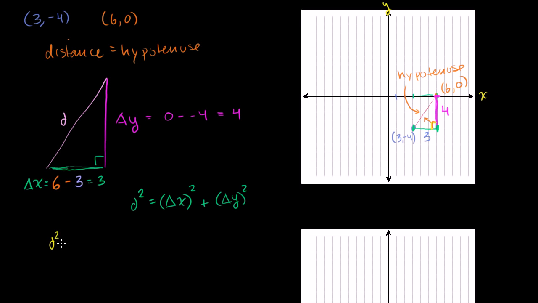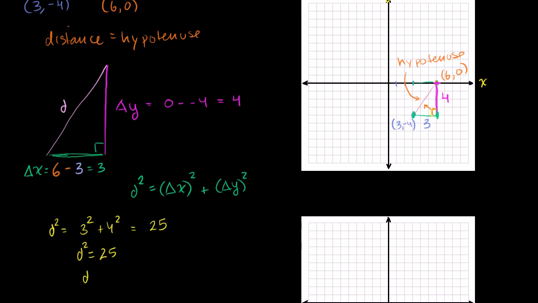So the distance squared is going to be equal to delta x squared, which is 3 squared, plus delta y squared, which is 4 squared, which is equal to 9 plus 16, which is equal to 25. So d squared is equal to 25. D, our distance, is equal to, you don't want to take the negative square root because you can't have a negative distance. So only the principal root, the positive square root of 25, which is equal to 5. So this distance right here is 5.